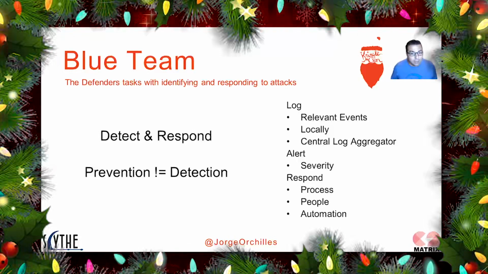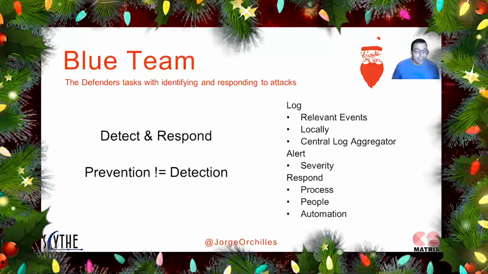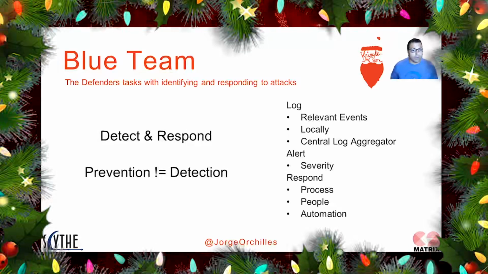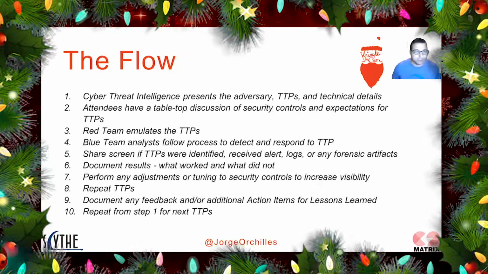Then, based on the logs that you receive, create alerts and alert people, follow a process, and then get to the response phase where you actually respond and you have processed people and automation for them. So what's the flow of a purple team engagement?